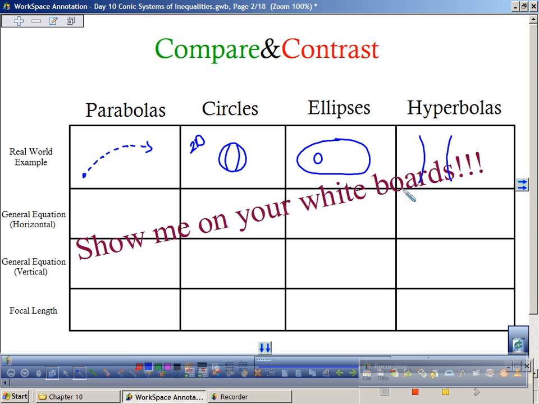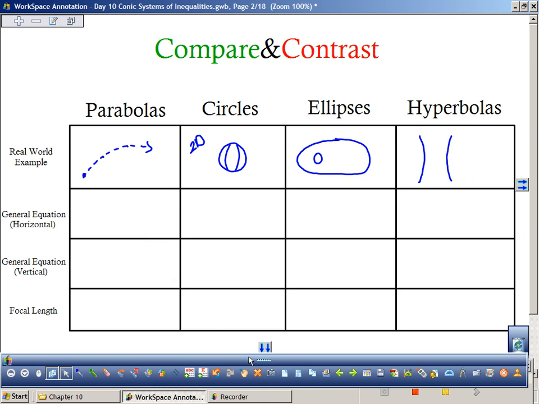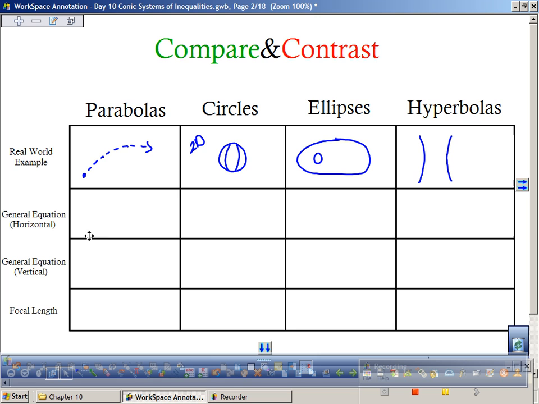That's a good question. Okay, so I want you to show me on your whiteboard. Let's see how fast we can do this, guys. I want you to show me on your whiteboard the general equation horizontally for a parabola. Should we do vertically first? Yeah. Let's do vertically first. Show me what a vertical parabola looks like.